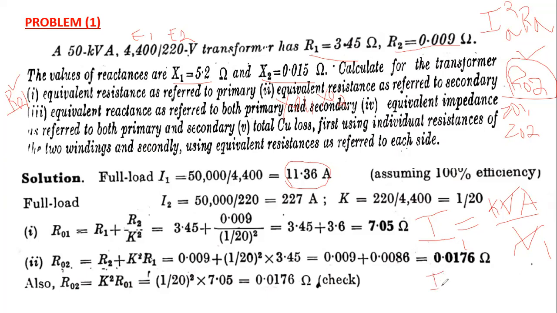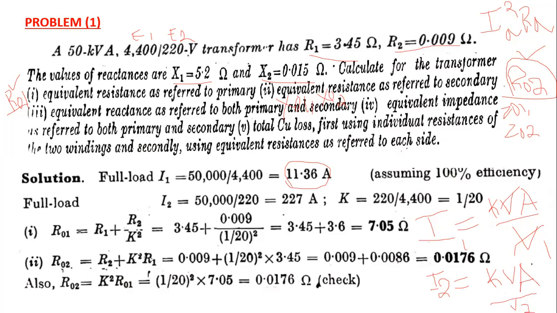What is the formula for I2? I2 means the secondary current. Therefore, I2 is equal to kVA by V2.